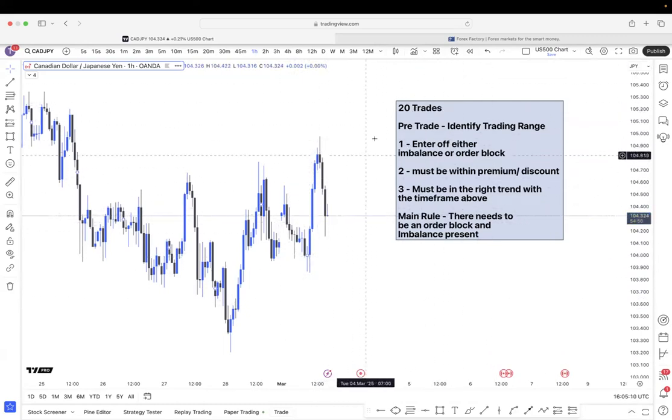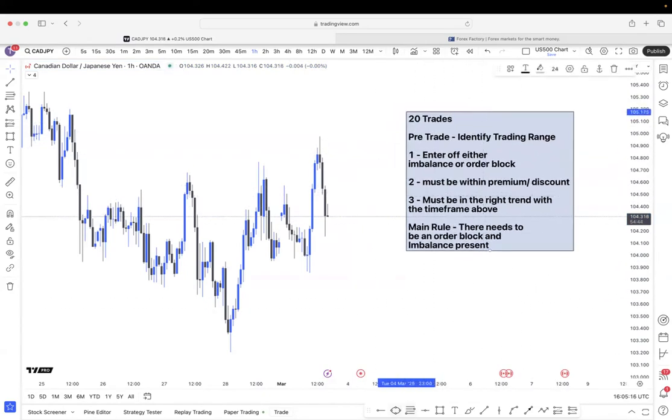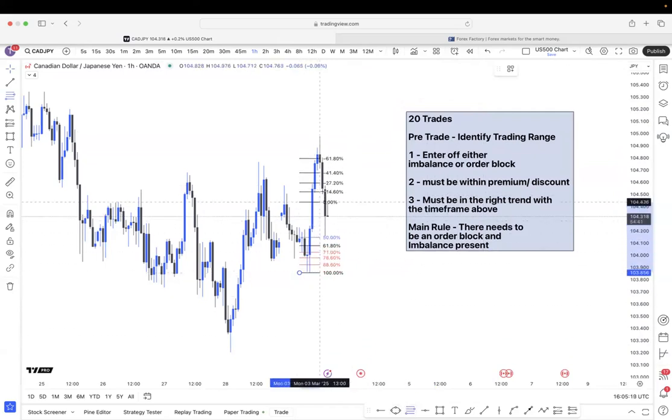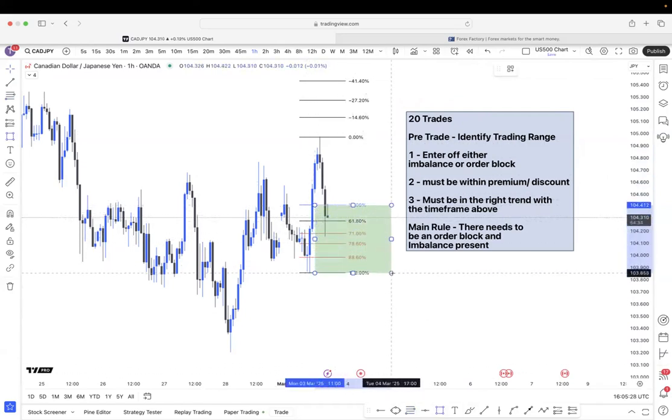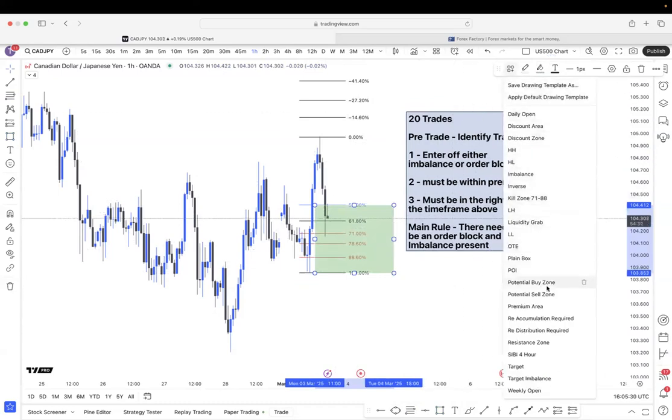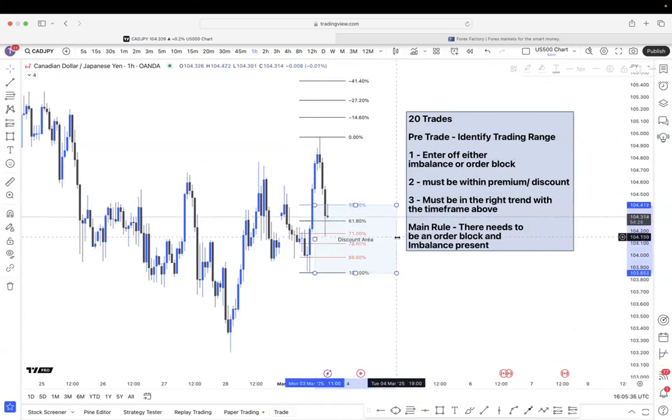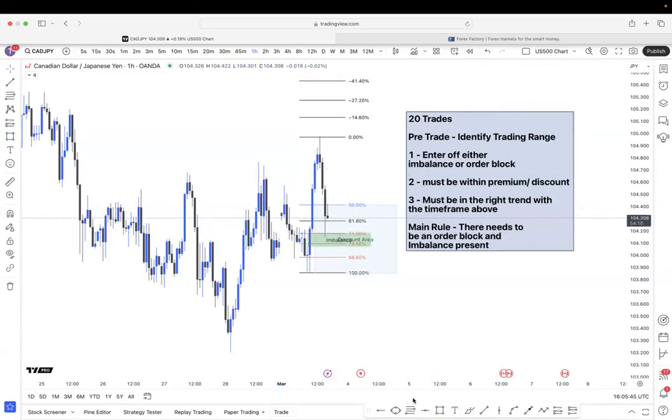The next 20 trades we're going to do are using the knowledge we now have. So we want to be identifying our trading range. And then we have to make sure that the trade we take is at least inside a premium or discount area. So this is a bullish environment, meaning we want to look for a discount. Inside our discount, we need an area of inefficiency at least, or we need one of these particular areas. I would also like to see an order block as well, based off of the last trade we did.